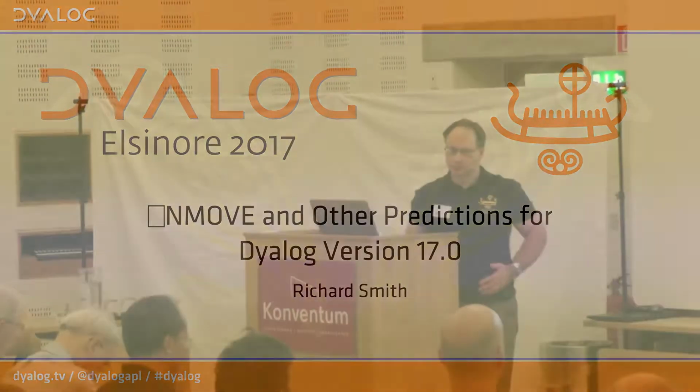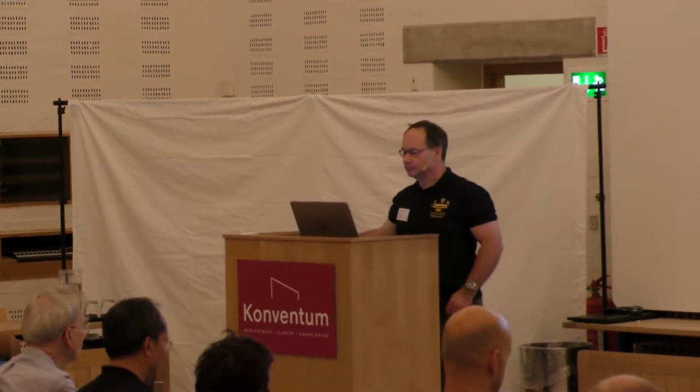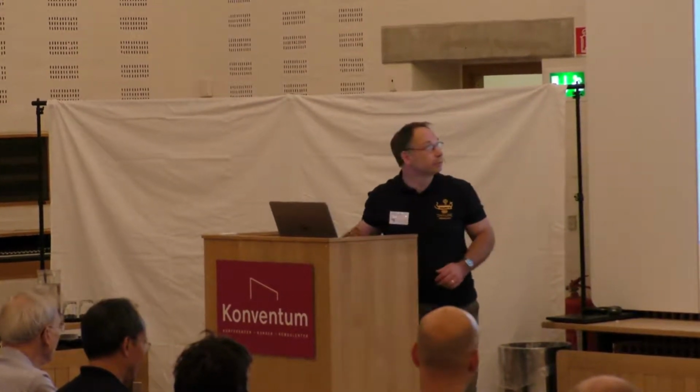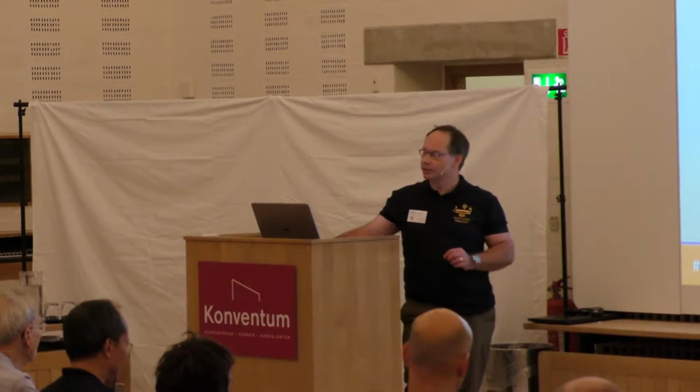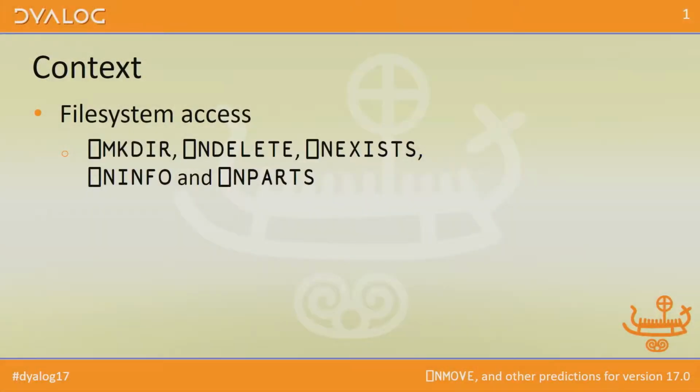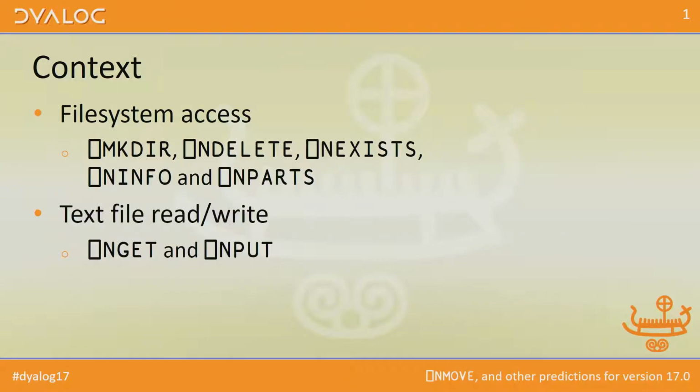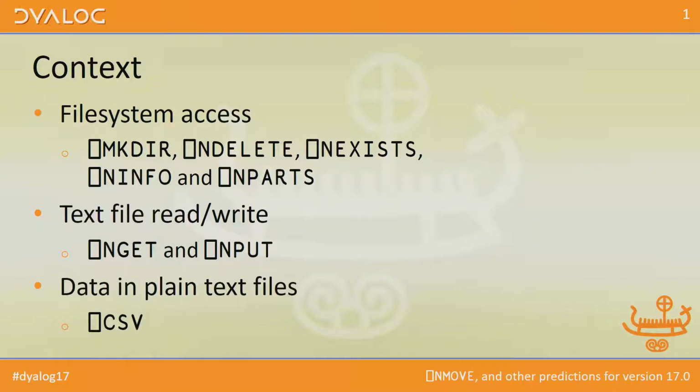Right, I'm doing one of these "what's coming next" presentations. I'm going to attempt to predict what we'll put in version 17 in the general area of the file system access functions that we added in 15, the text input and output functions, which were also added in 15, and quad CSV, which we added in the most recent release, 16.